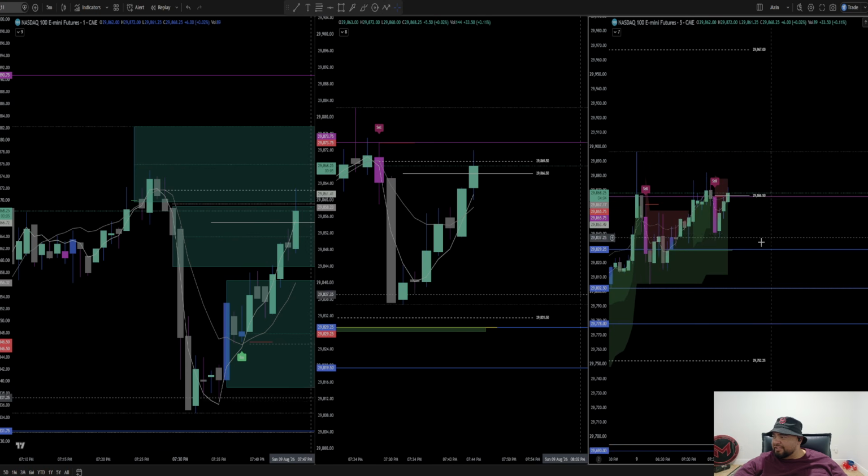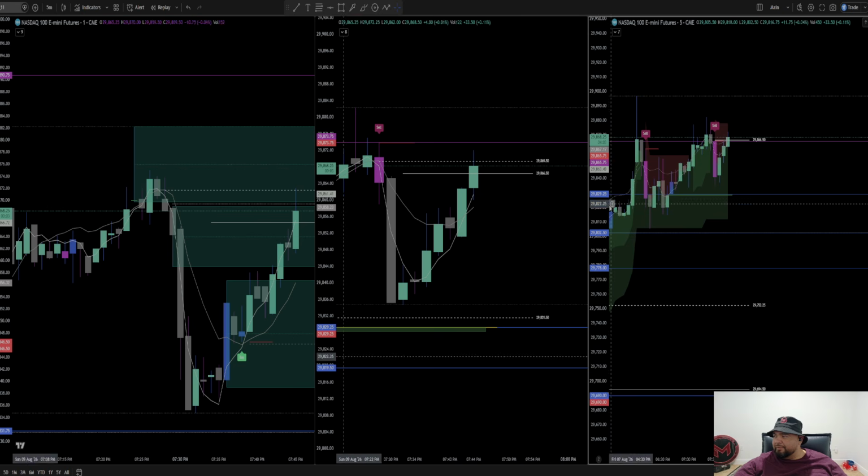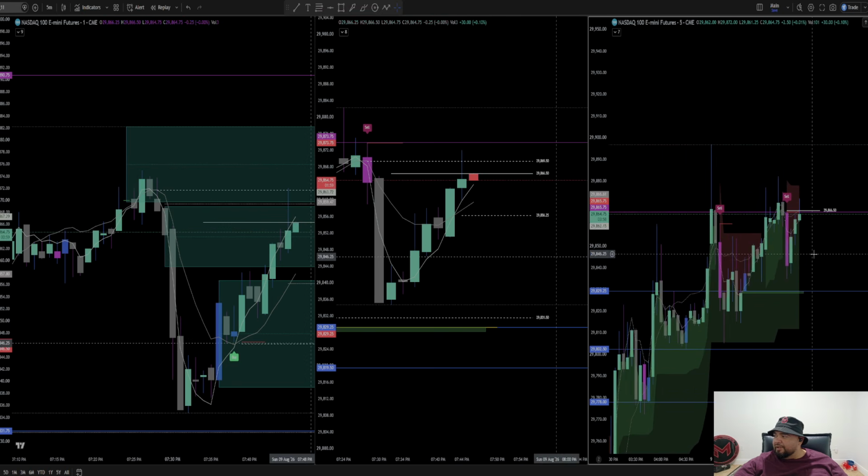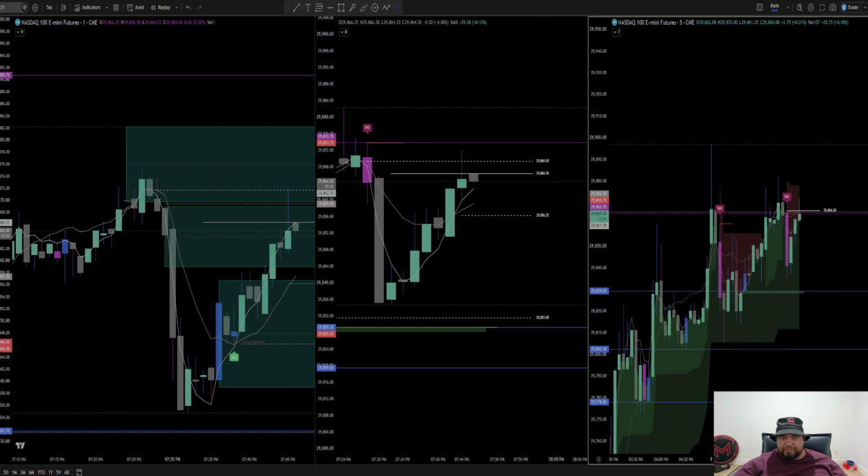And now we're just testing. It's continuing to break these purples, so the uptrend is still strong. Uptrend is still strong until we see the opposite occur.